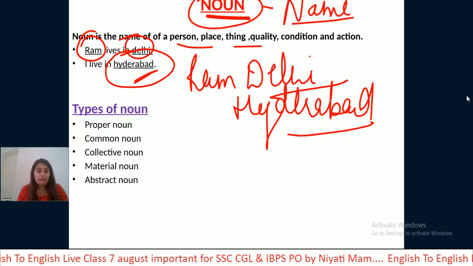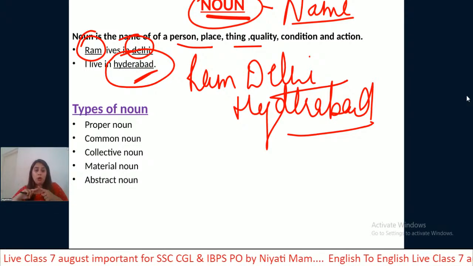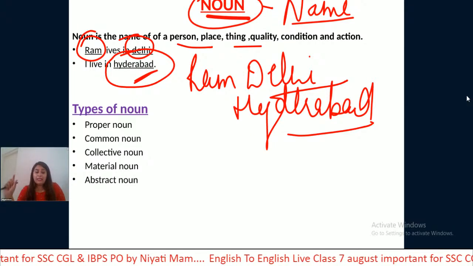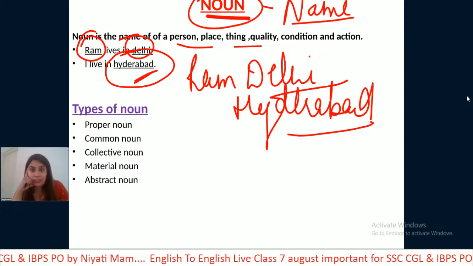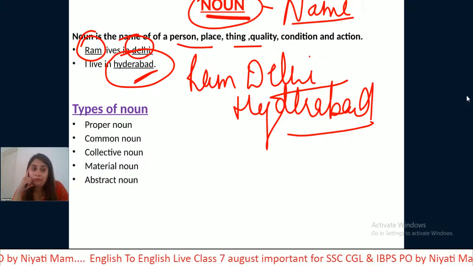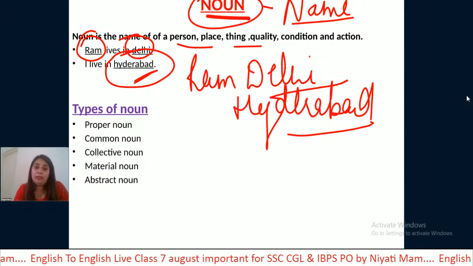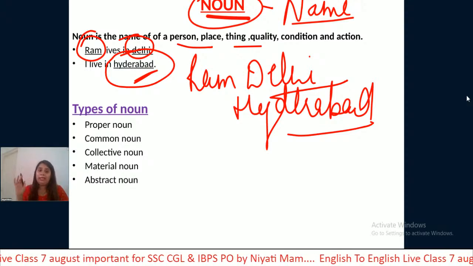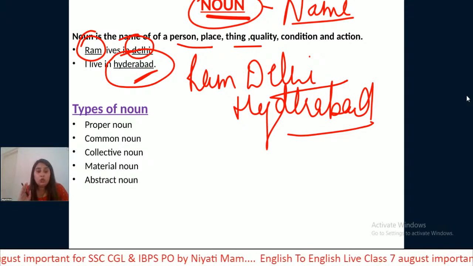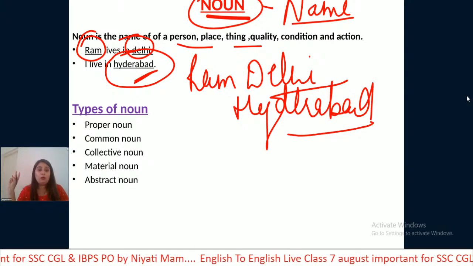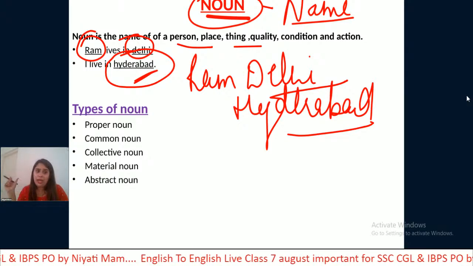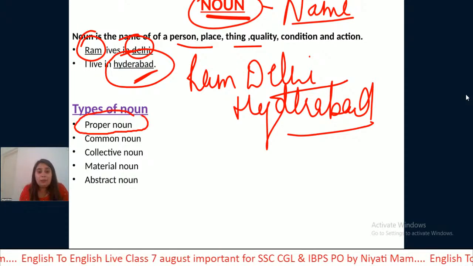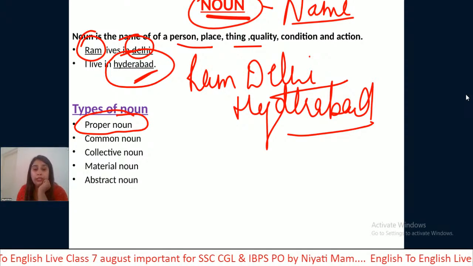Now, there are certain types of noun. There are in total 5 types of noun: proper noun, common noun, collective noun, material noun, and abstract noun. And as far as collective noun is concerned, you have already read about collective nouns in subject-verb agreement. We have already read a rule related to collective noun in subject-verb agreement, right? So now let us consider proper noun.